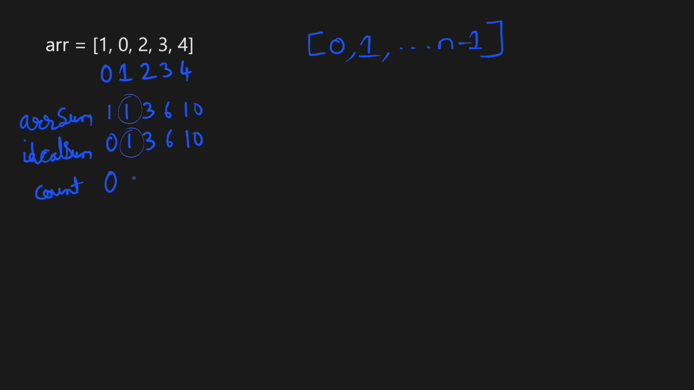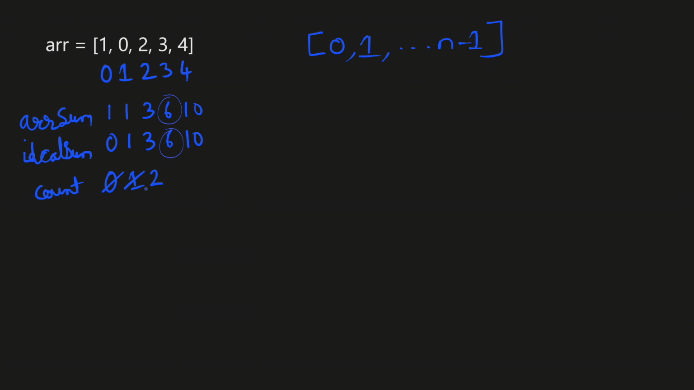Then at index 1, array prefix sum is 1 and ideal prefix sum is also 1. So that means this forms a valid chunk. So we increment the chunk count by 1. Then at index 2, array prefix sum and ideal prefix sum are both 3. So that means we again found a valid chunk. So we increment the count by 1. Now chunk count becomes 2.